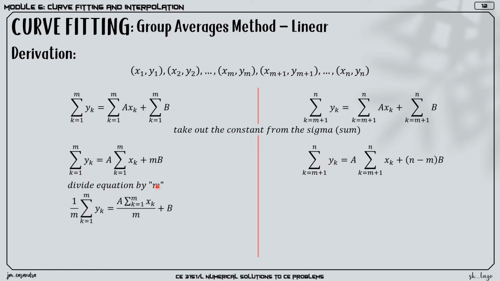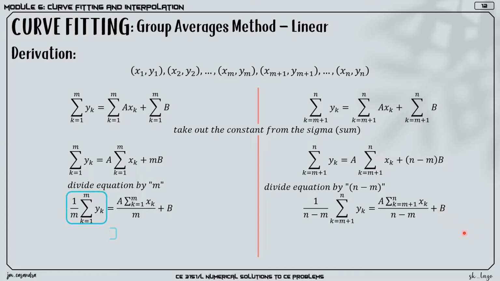So next is to divide the equations, the first half by m. So we get now 1 over m times the summation of y sub k from 1 to m is equal to a times the summation of x sub k all over m plus b. And for the second half, we divide it by n minus m. So we'll arrive at 1 over n minus m times the summation of y sub k equal to a times the sum of x sub k all over n minus m plus b.